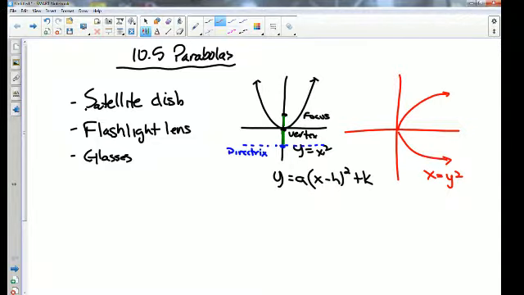And we can also have an axis of symmetry.